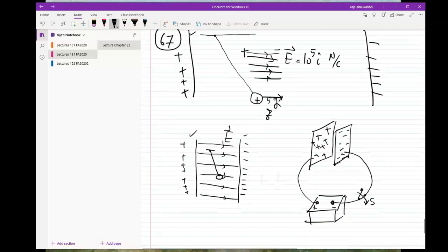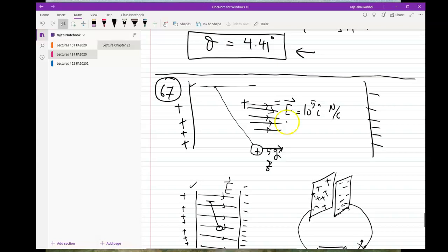Now let's go back to the problem. So I have this apparatus, and I want to know what's the value of Q. The question is, what are the forces on it? I'm going to do it. It's similar to the problem that we've just done.